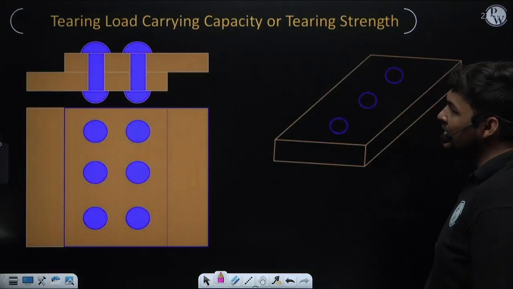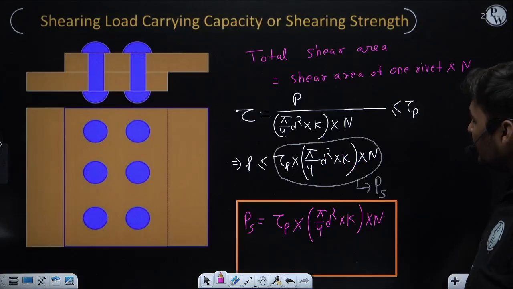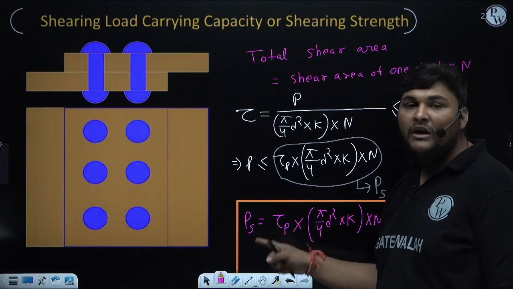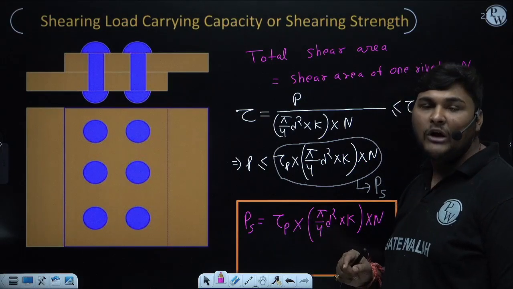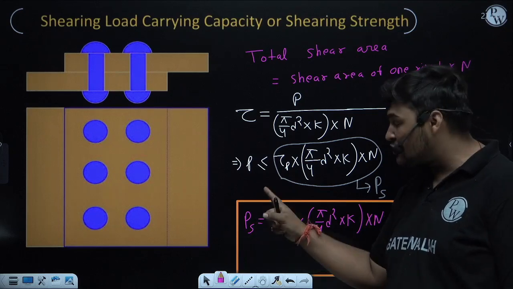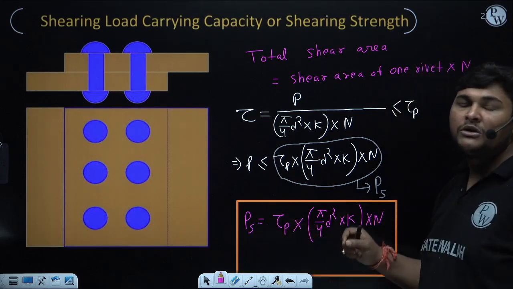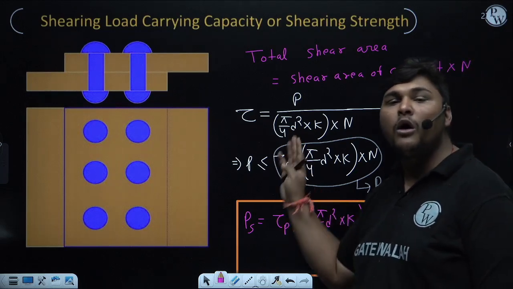Similarly, shearing load carrying capacity. If you are calculating shearing load carrying capacity, I am denoting that as PS. If you are calculating load carrying capacity to avoid shearing failure, first equate tau with tau P, because we are calculating load carrying capacity. Actual load P should be either equal to this or less than this, into total shear area, because shearing failure will occur when shearing of all rivets is occurring.